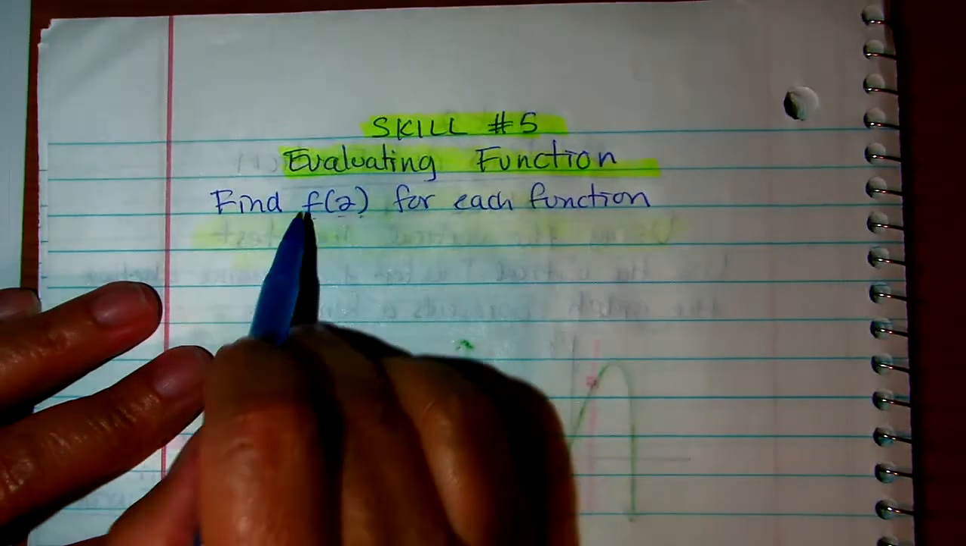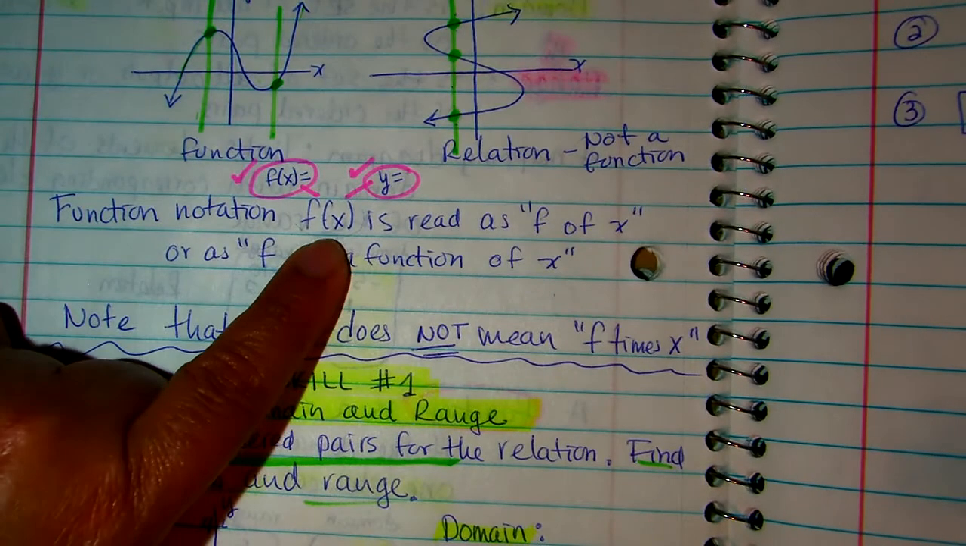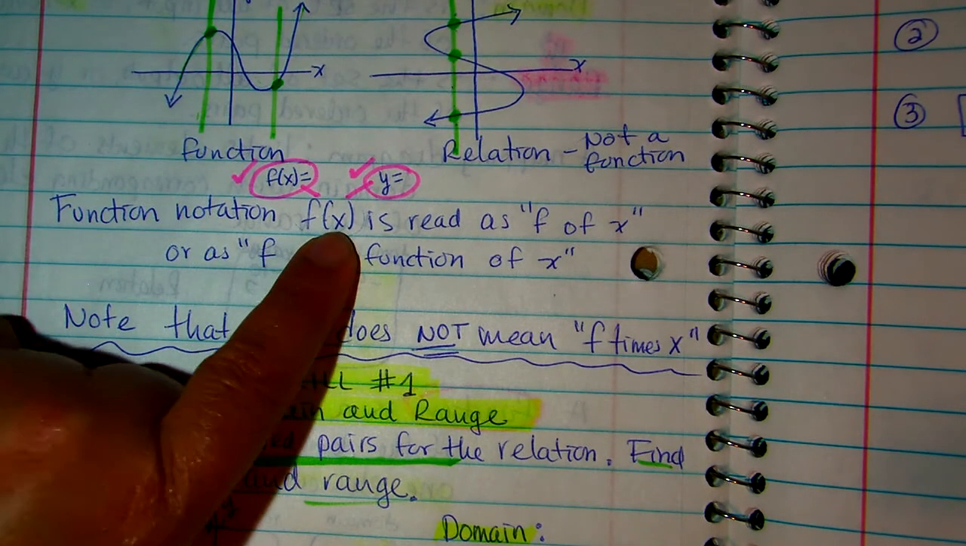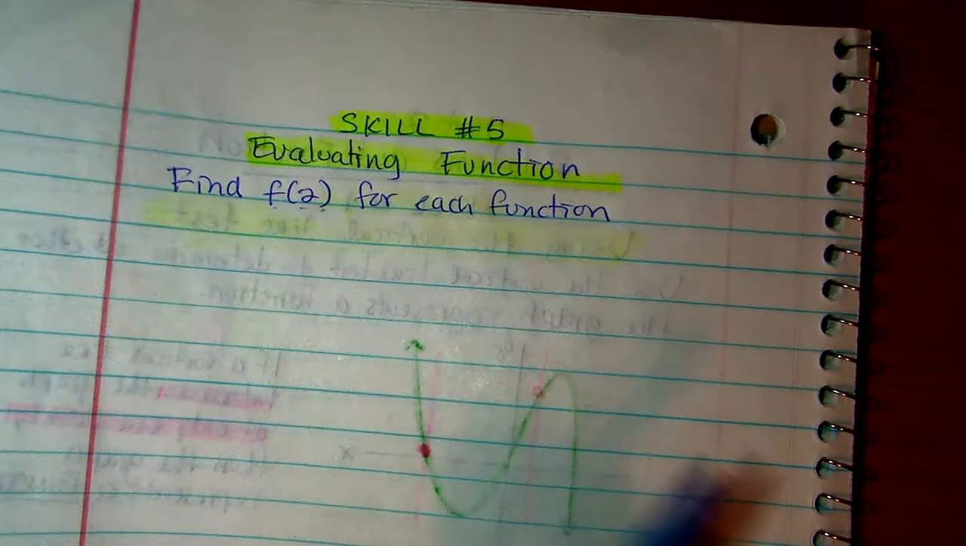Okay, if you remember this notation, this is what we wrote over here. Let me go to the definitions. These are the meanings that we wrote. Right here, the function notation. This is what we're using. If you see f of x, we read it as f of x. But in this case, we have f of 2. So that's why I read it like that.